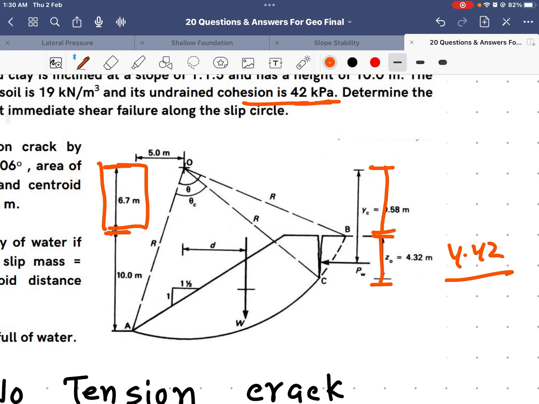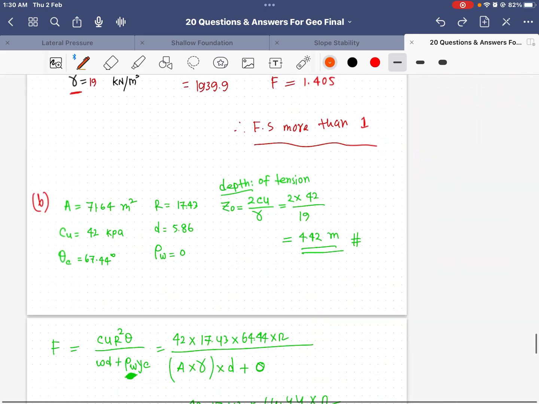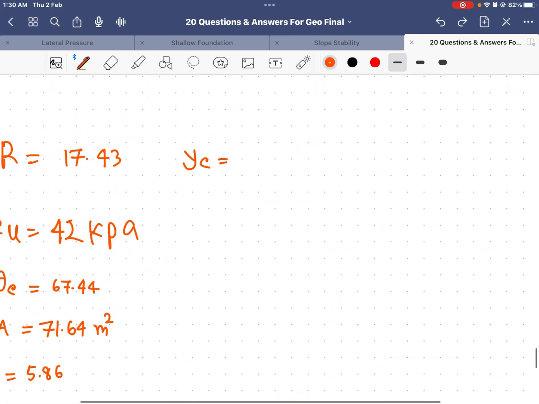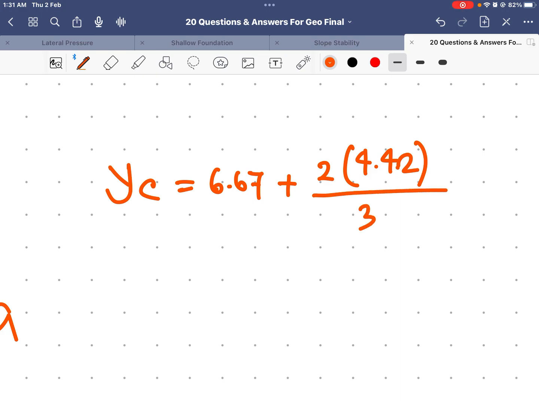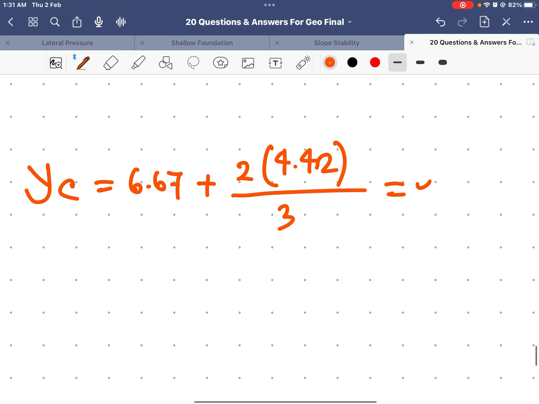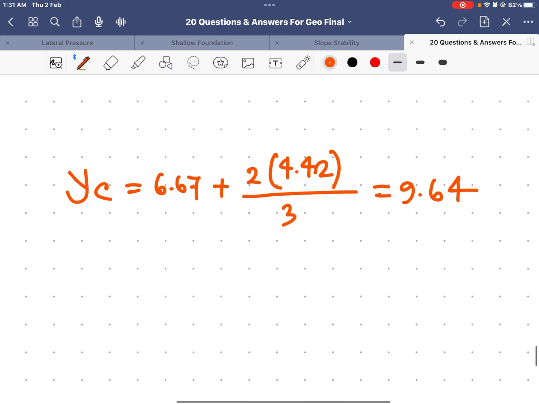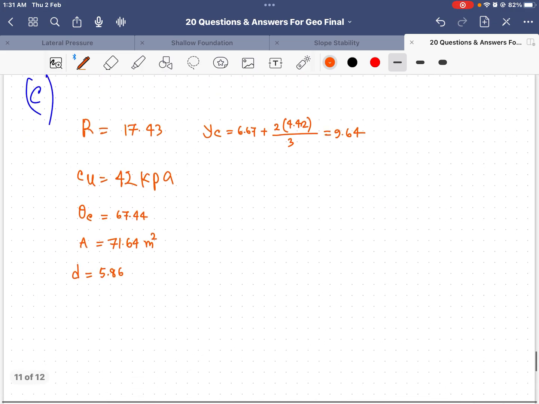Let me use the equation: 6.67 plus 2 times 4.42, the depth of tension crack, divided by 3. So we have to divide it by 3 and we will get the value 9.64. So we have the YC value also.